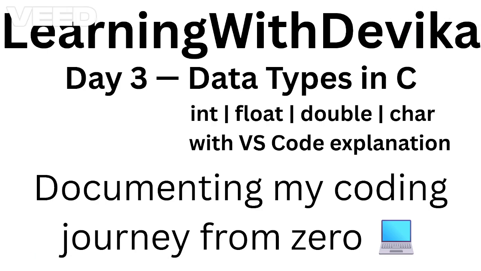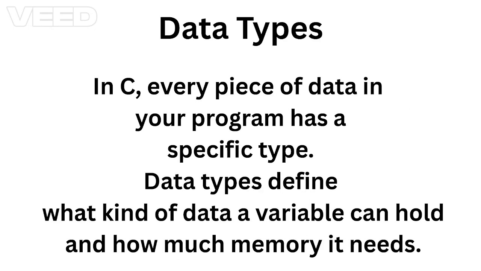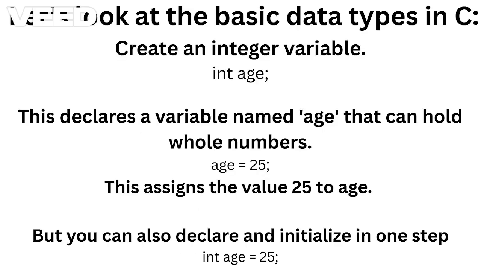Today is day 3. We are talking about data types in C, like int, float, double, and character, in VS Code, with explanation. Data types are data-specific types. A data type defines what kind of data a variable can hold and how much memory it needs.